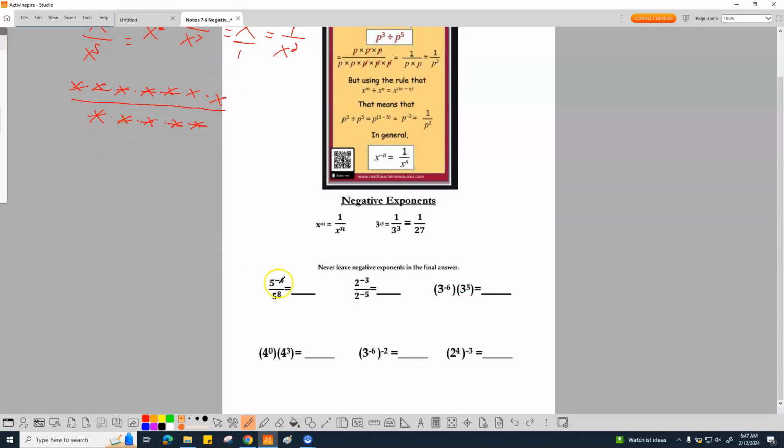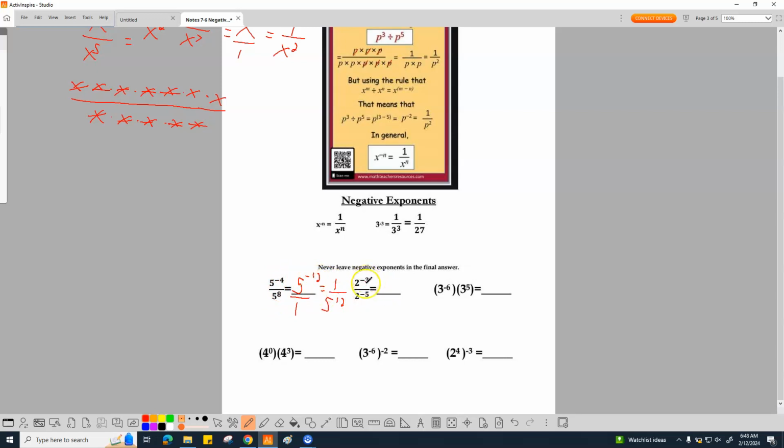5 to the negative 4 over 5 to the 8th. We're going to use the rule. This is negative 4 minus 8, so you end up with 5 to the negative 12. But we don't like negatives inside our numerator or denominator. So remember, we're going to switch it to the bottom. In this case, we end up with 1 over 5 to the 12th. That's how that works. Negative 4 minus 8 is negative 12. We don't like it up there.